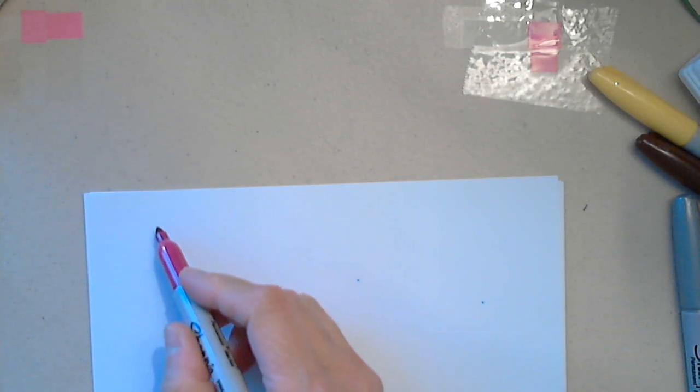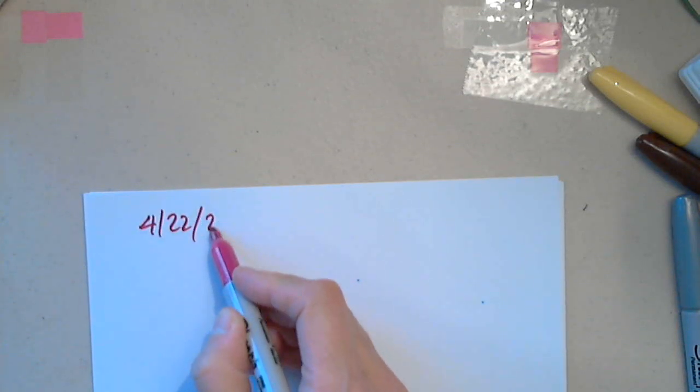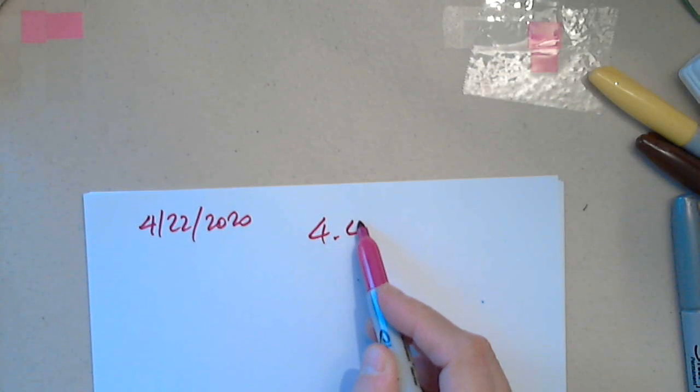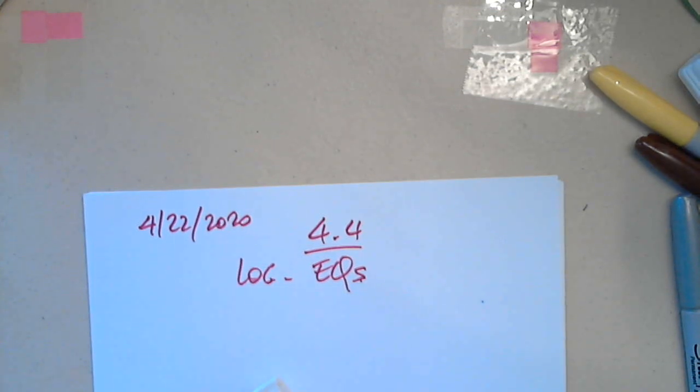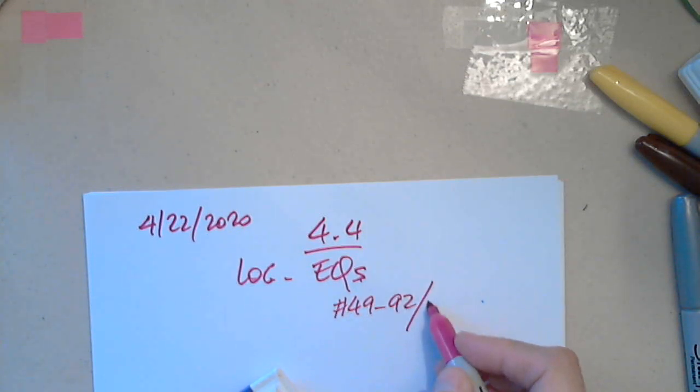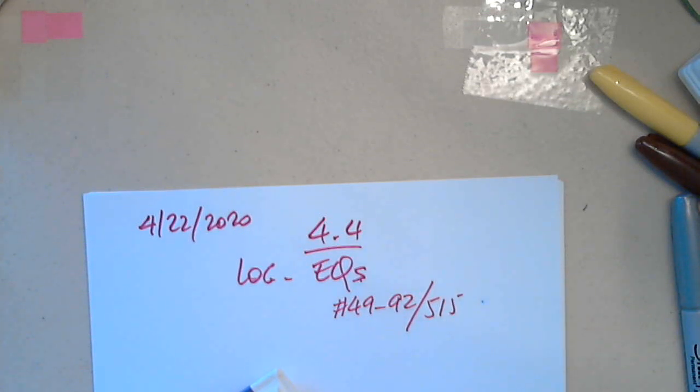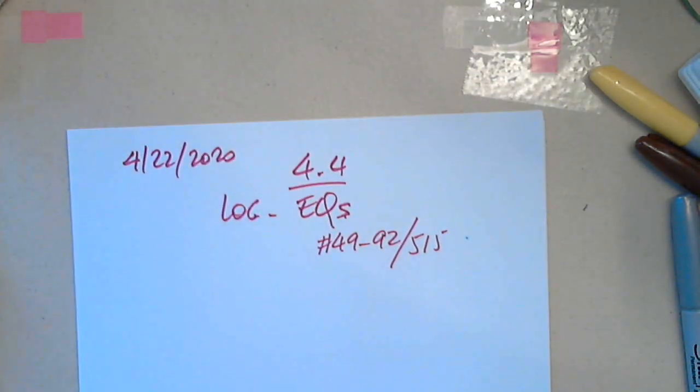So let's choose. We are still in 4.4, and today is the 22nd. Still in 4.4 and log equations. They are on page 515, from 49 through 92, 515. Yeah, because there are a lot of different situations to possibly look at.